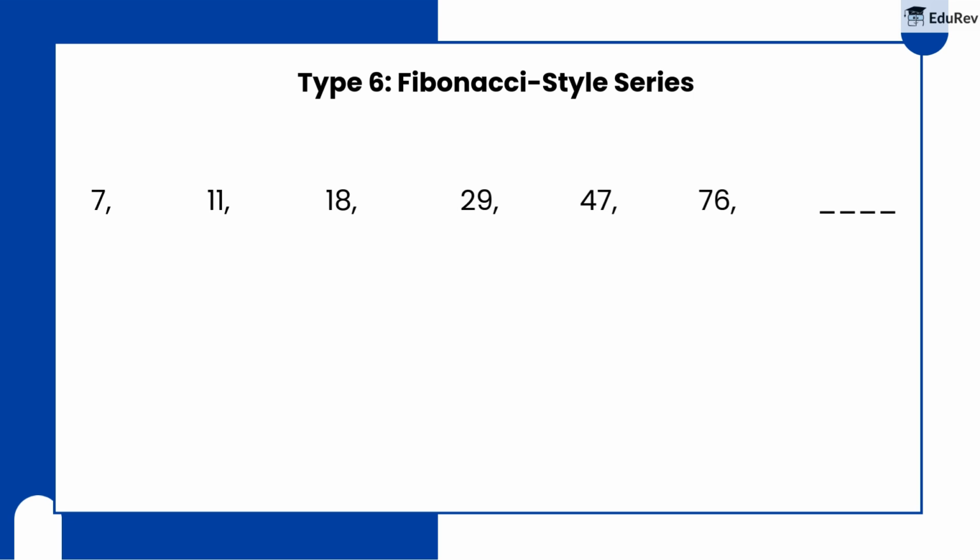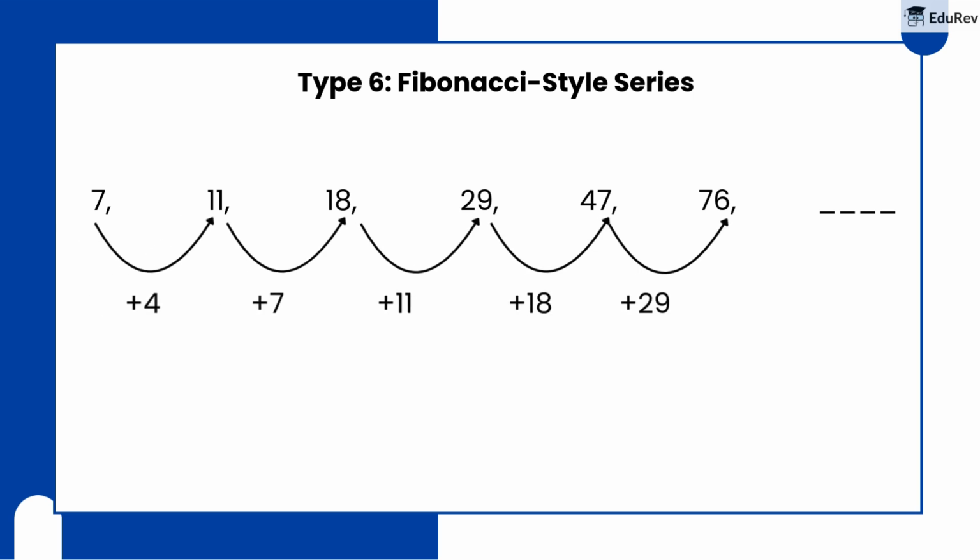Let's analyze this. Let's start by checking the differences between the terms. 11 minus 7 equals 4, and so on. Look at the series of differences we got: 4, 7, 11, 18, 29. This is not a simple pattern. But wait, these numbers look familiar. They are the terms of the original series itself, just shifted.